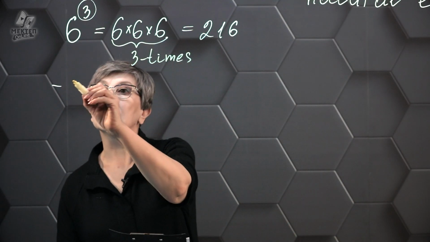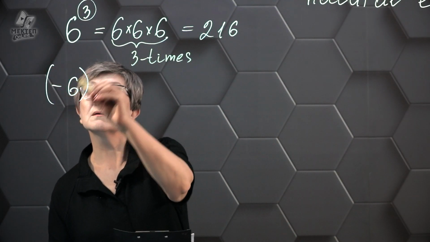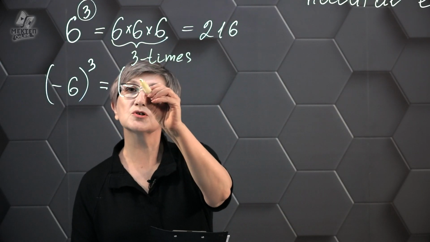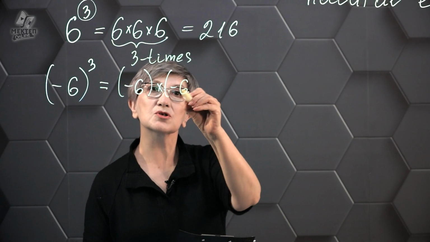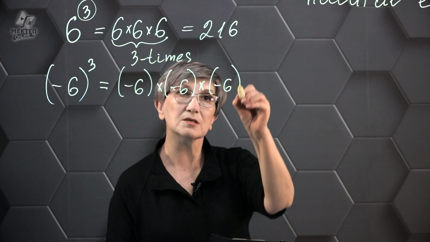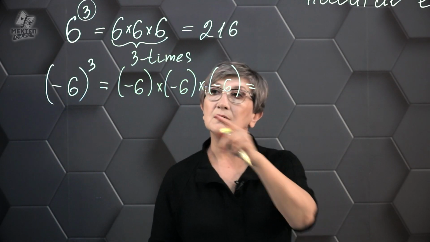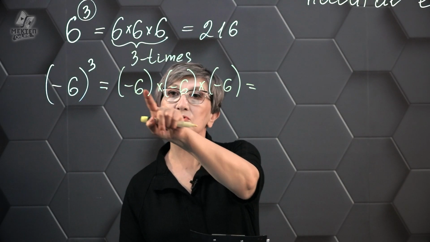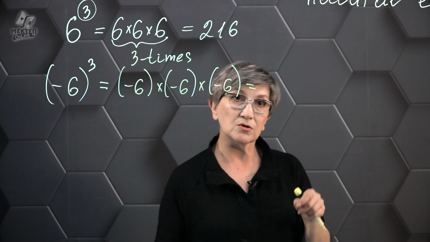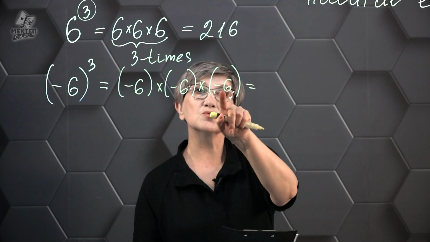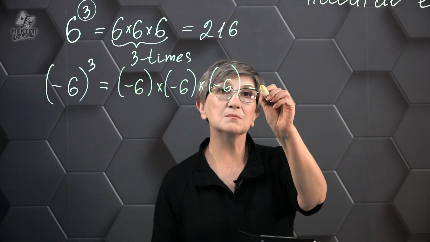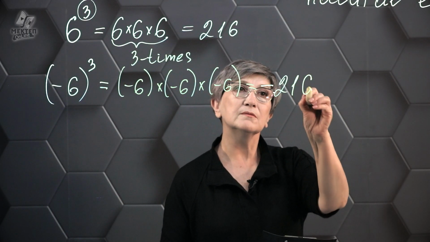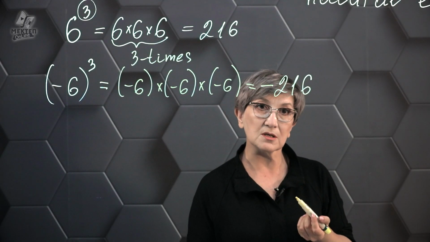And now, we're going to take the number minus 6 to the third power. In this case, we need to multiply the number minus 6 by minus 6 and multiply it by minus 6. As a result, we will first write down the sign. According to the rules, minus times minus is plus, and plus times minus results in a minus. 6 times 6 and multiply by 6. The result is the number minus 216.